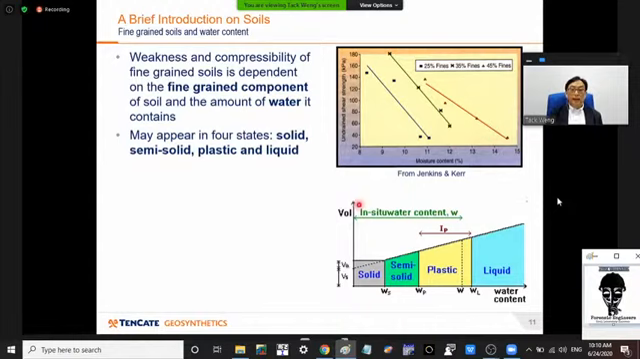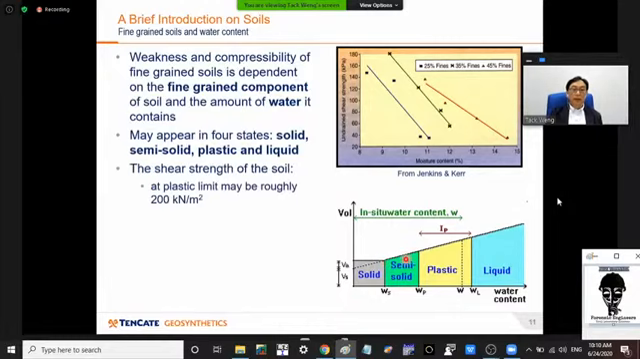And this chart shows the plot of the volume versus the water content. And you can see that in the solid phase, any change in water content does not bring about a change in the volume of the soil. But beyond that, it gradually increases in volume as the water content increases. And of course, as more water gets in, it also becomes weaker.